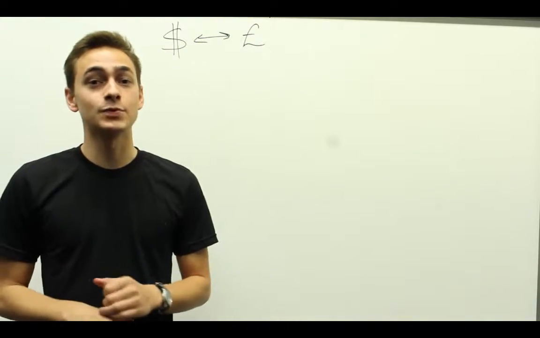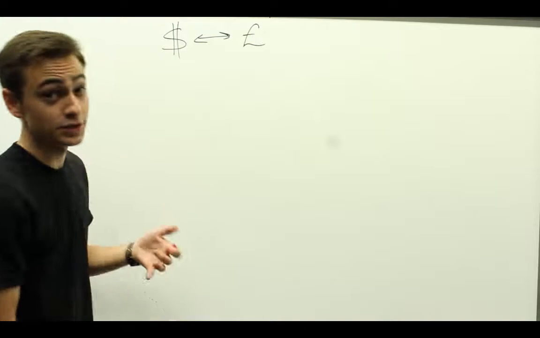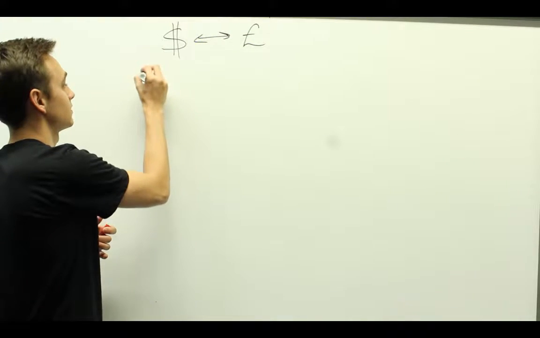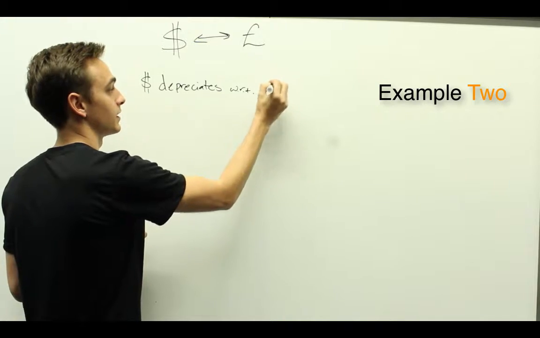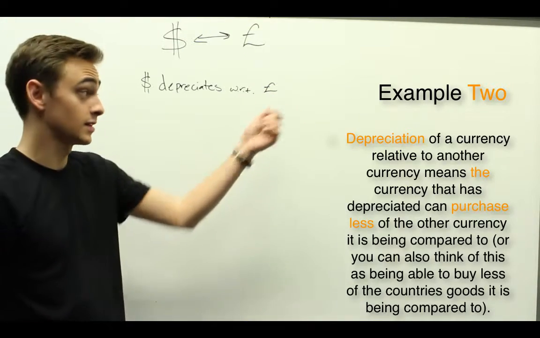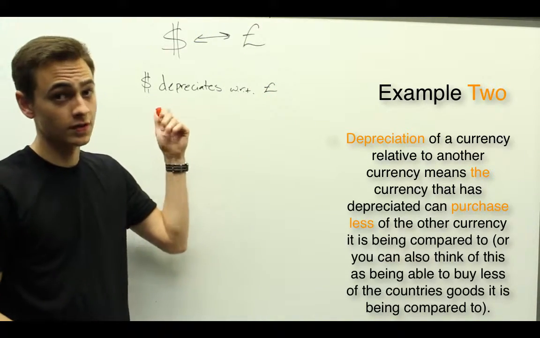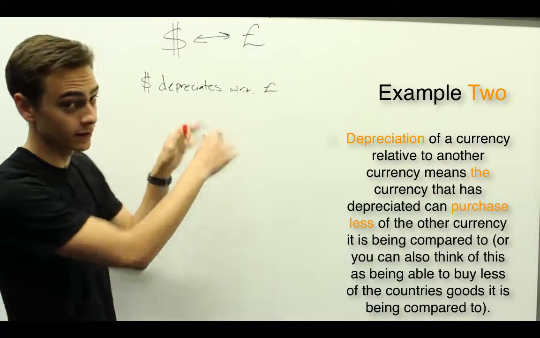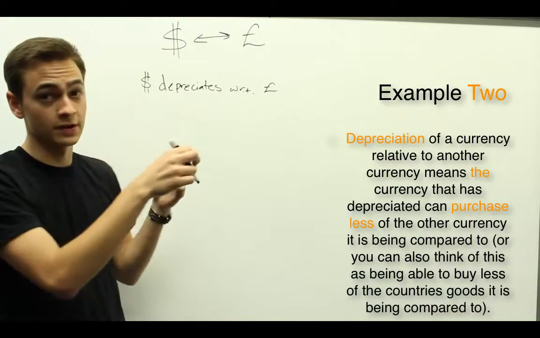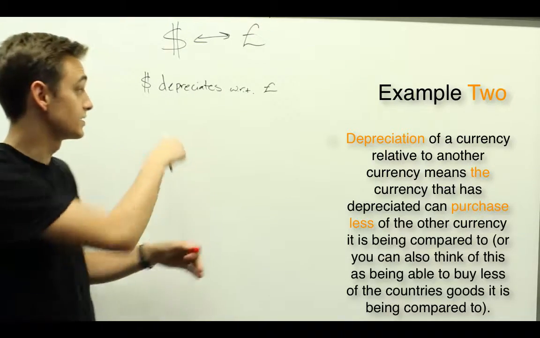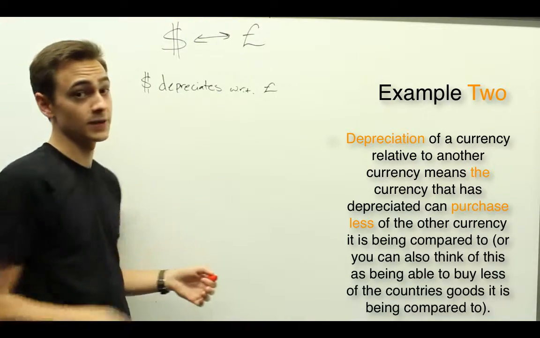Now let's look and see what happens when the dollar depreciates with respect to the pound. Let's say the US dollar depreciates with respect to the pound. This is also the same as saying that the pound appreciates with respect to the dollar, but this is how we're going to frame it. If it is framed the other way, you just go with what we did earlier, and replace dollars and pounds, US and UK.